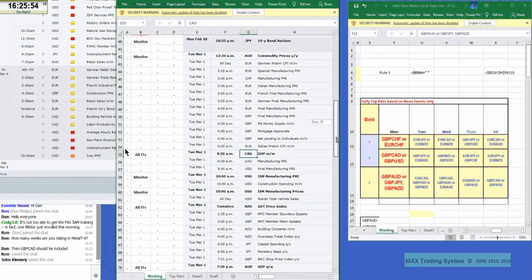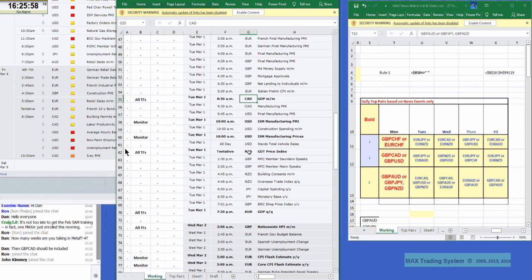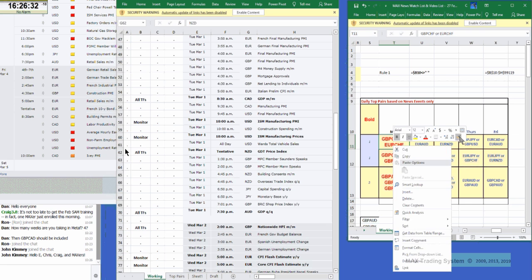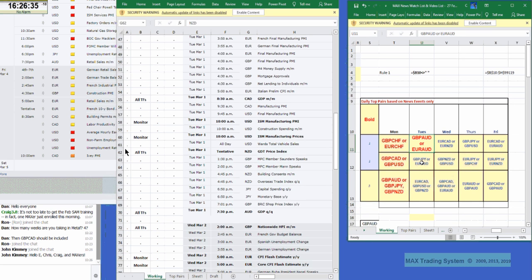So the CAD, okay. And the Kiwi, so the Kiwi here and here. Okay, so the first choice will be the pound Aussie or the euro Aussie. Pound Aussie or euro Aussie. Euro Aussie, okay.